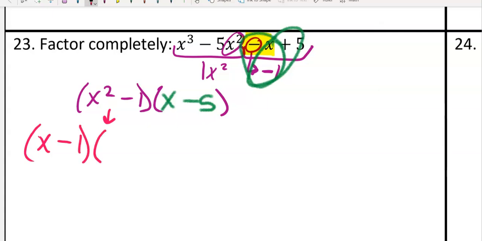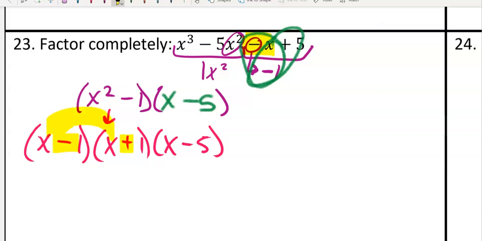So we have x minus 1, x plus 1, and then bring down that x minus 5. Some of you might be wondering, does it matter if the minus or plus is first? No, it doesn't, because when you FOIL it out, it's going to go right back to the original x squared minus 1. So no, whether it's plus or minus first or second in the difference or sum of squares, it does not matter.